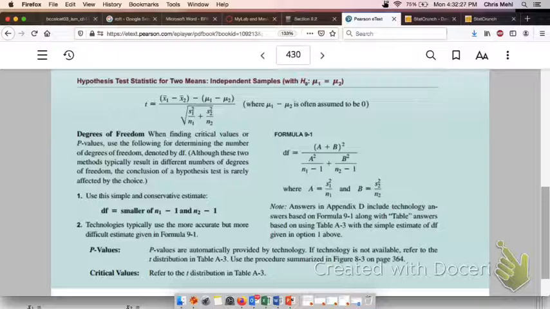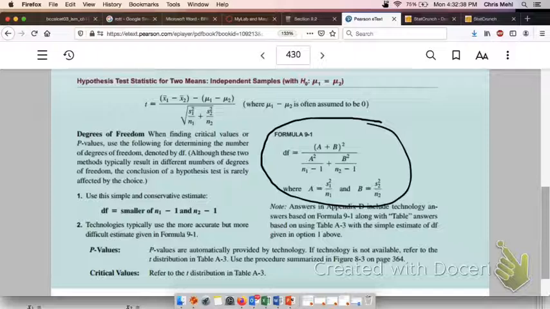So look at the second note at the bottom. Technologies typically use the more accurate but more difficult estimate given in formula 9.1. So if you look over here, you'd have to actually calculate, when you try to find the p-value in StatCrunch or using the t-table by hand, your degrees of freedom would be this quotient: a plus b all squared over a squared over n1 minus 1 plus b squared over n2 minus 1, where a is s1 squared over n1 and b is s2 squared over n2.